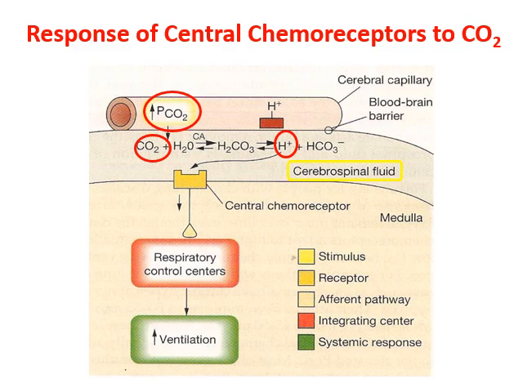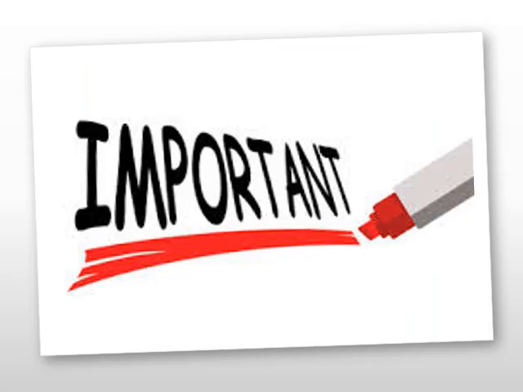Remember that hydrogen ion in the blood cannot cross the blood-brain barrier or the blood-CSF barrier. So the changes in the hydrogen ion concentration in the blood will not have a stimulatory effect on the central chemoreceptors. It's important to know that the central chemoreceptors do not respond to mild or moderate decrease in the partial pressure of oxygen. And it's important to know that severe hypoxia, if present, depresses the CNS, including the respiratory centers.